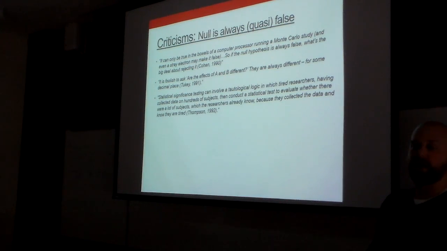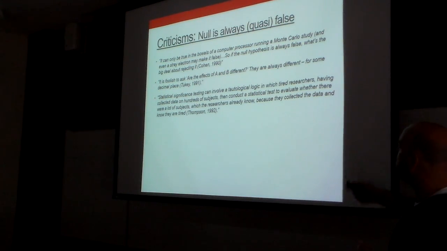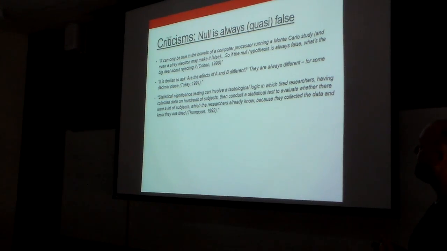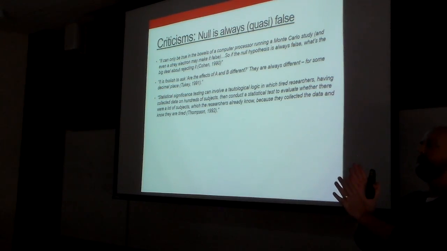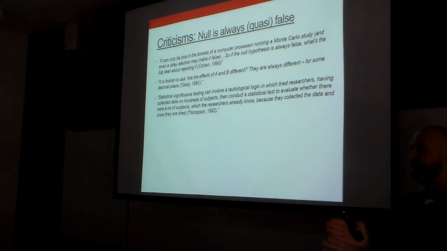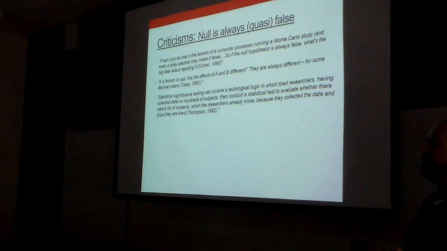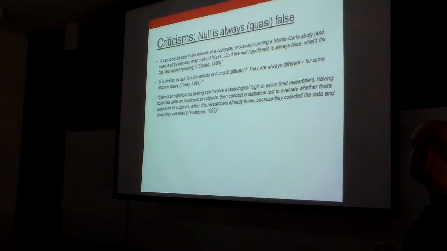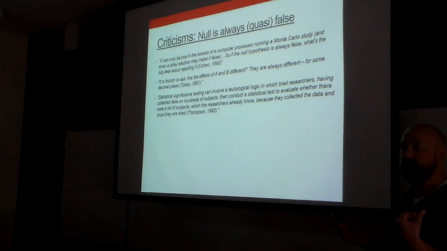So basically you set up a straw man to test against, right? It can only be true in the bowels of a computer processor running a Monte Carlo study, and even then a stray electron may make it false. So if the null hypothesis is always false, what's the big deal about rejecting it, right? The difference between my population means of group A and group B is never going to be exactly 0. It's always going to be something, right? And if we know that it's never going to be exactly 0, what's the point of asking whether or not this is going to be 0? It's kind of a ridiculous question, right? It's foolish to ask, are the effects of A and B different? They're always different to some decimal place, right?